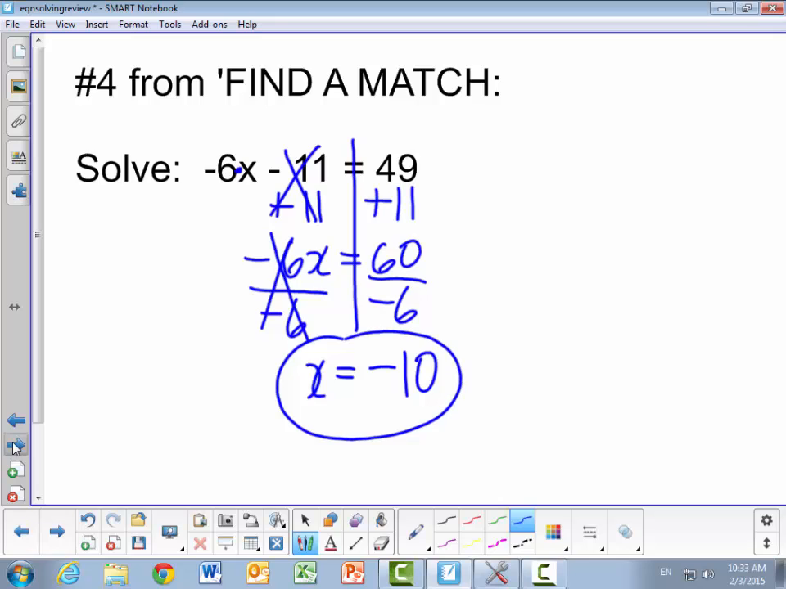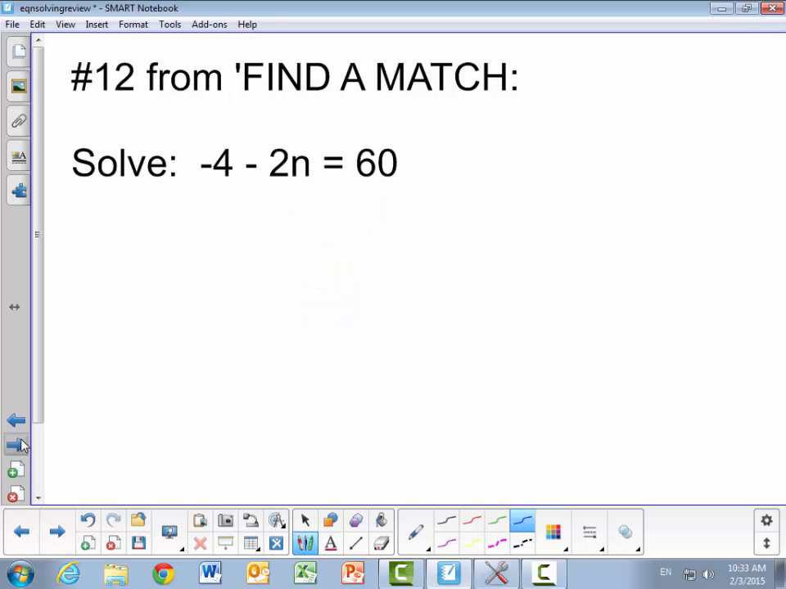And we're going to try one more from Find a Match. Number 12. So if you'd like to pause and try it first on your own. Okay, I'm going to build my wall. Now when I ask myself what's happening to n, it's being multiplied by -2, and it's being subtracted by 4.